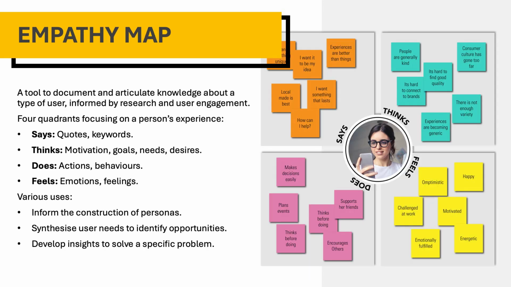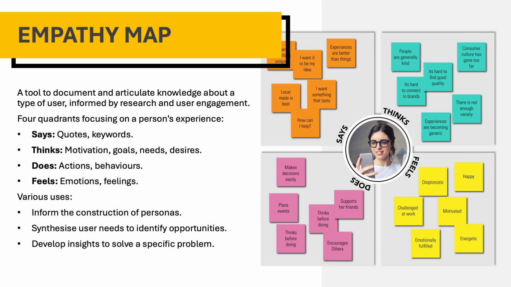Next up, empathy maps. Empathy maps are closely related to a persona. They are a tool used to document and articulate knowledge or information about a particular type of user. Just like personas, these are informed by research and user engagement. They are comprised of 4 different quadrants: what the user thinks, does, feels, and says.